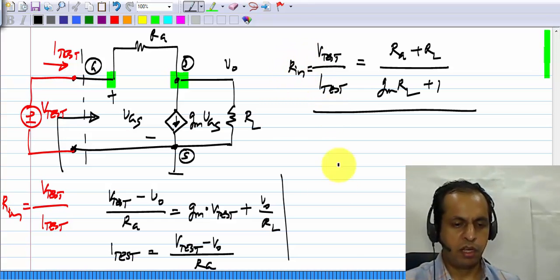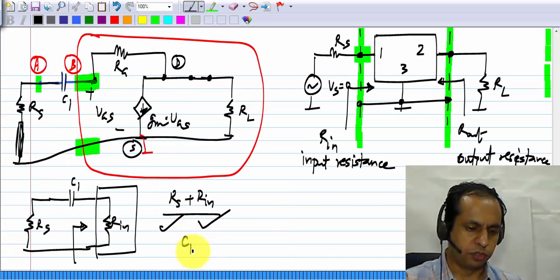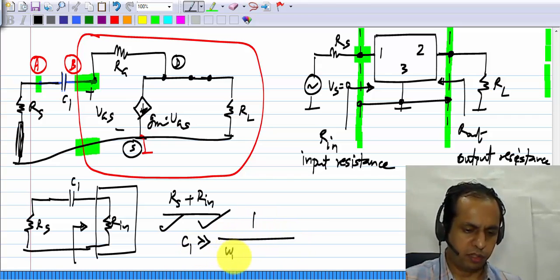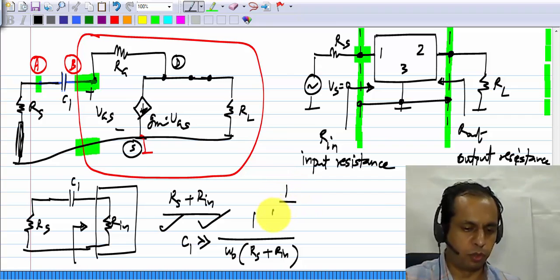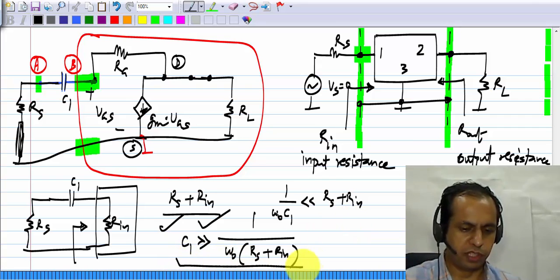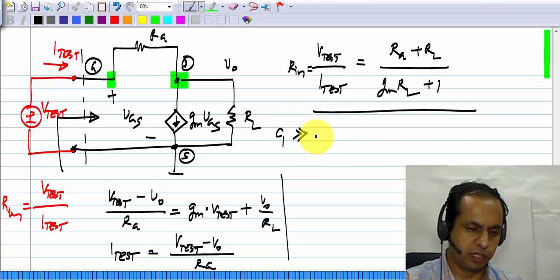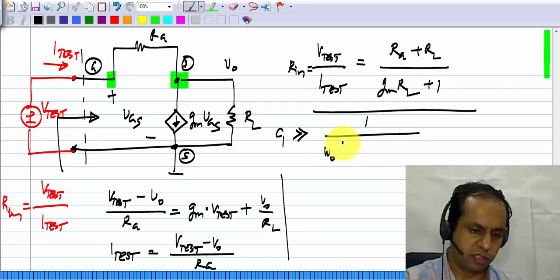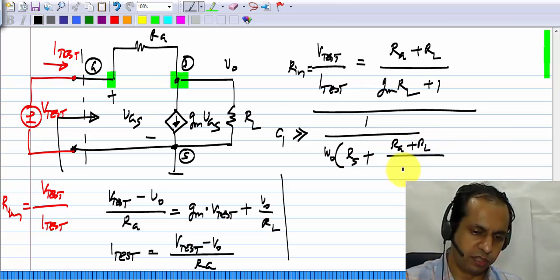And as far as our capacitor C1 is concerned, C1 should be much greater than 1 by omega naught times (Rs plus Rn). If I write it in terms of reactances, the reactance of the capacitor, 1 over omega naught C1, must be much less than Rs plus Rn, and in terms of C1 it's like this. So C1 has to be much more than 1 by omega naught times Rs plus this whole quantity Rn, (RG plus RL) divided by (gm RL plus 1).